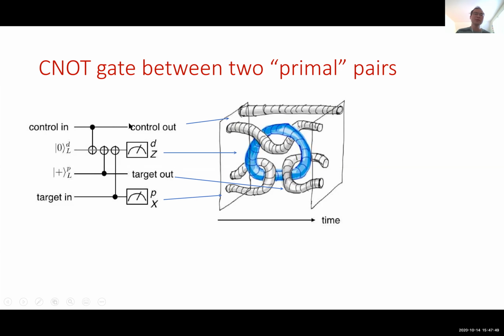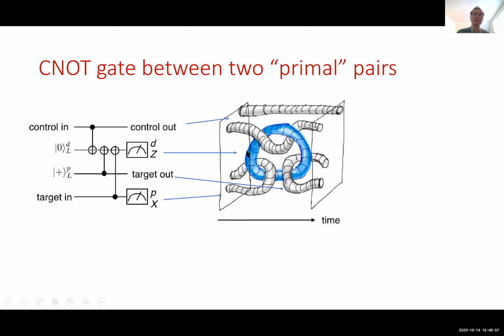Let me interpret this. The control in is these two. These two form a control qubit. We can only do the control NOT on primal to dual. So the dual is here, but it starts with 0.